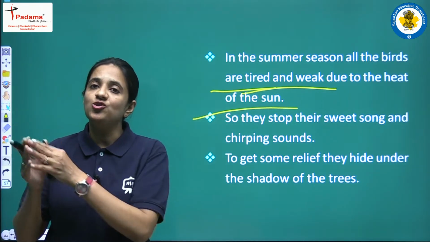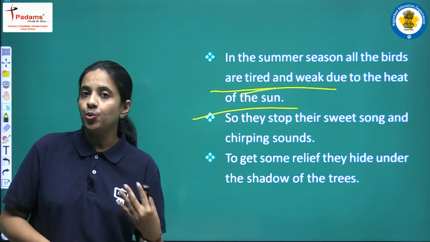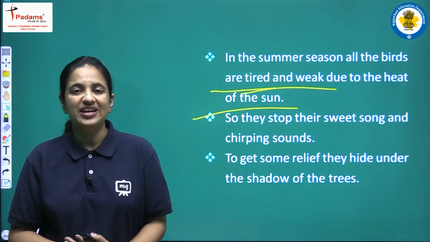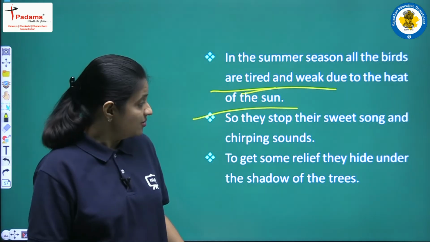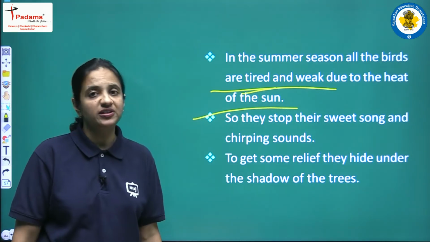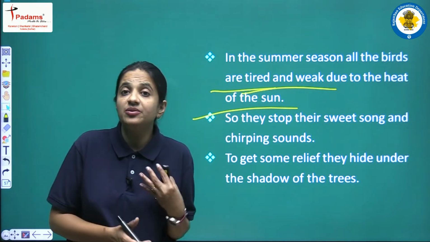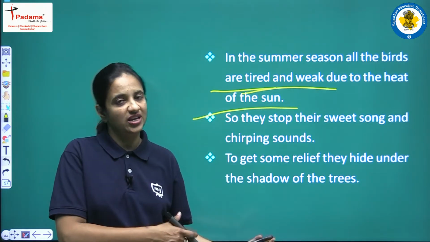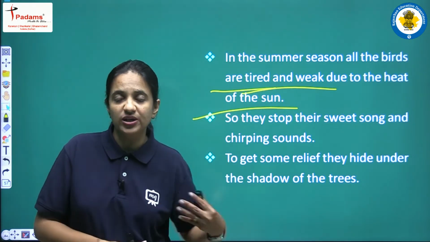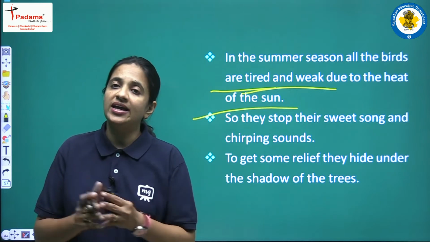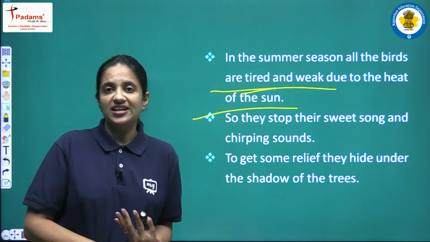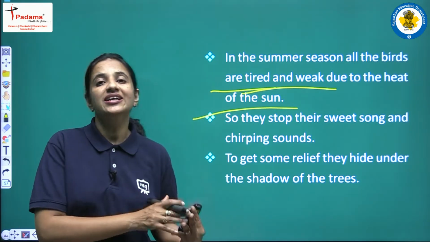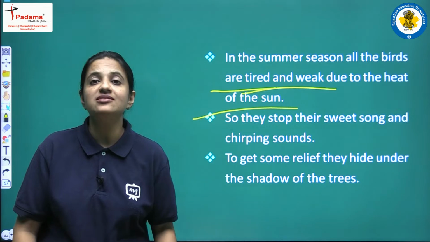Because of that, all the birds are very tired and very weak, so they are not able to produce the melodious sweet song or the chirping sounds. To get some relief they hide under the shadow of the trees, and the trees become their shelter. So all the birds hide in the cooling trees when there is summer and the sun is shining very brightly in the sky, and they are not able to produce the chirping sound or the sweet melodious music.